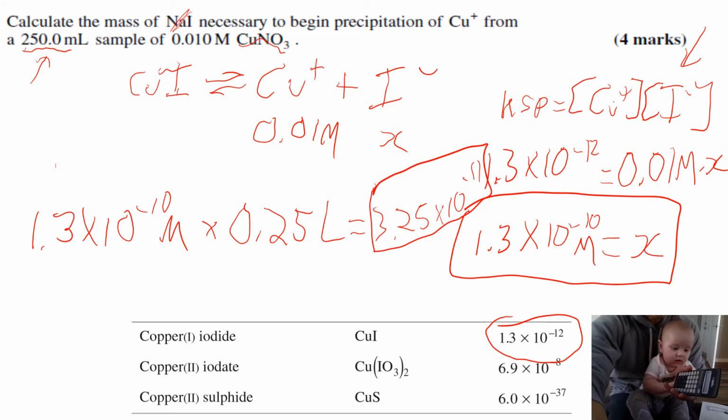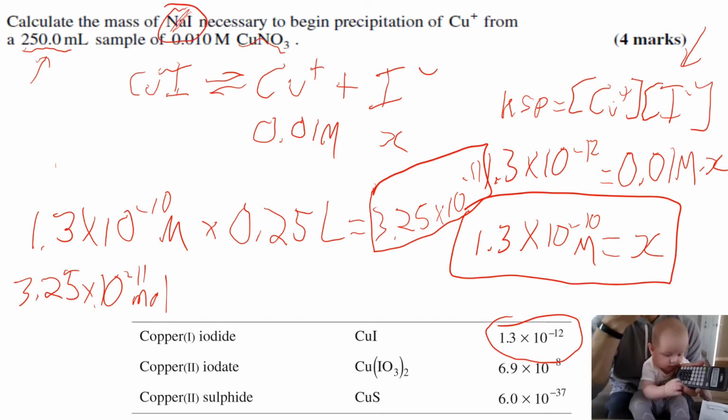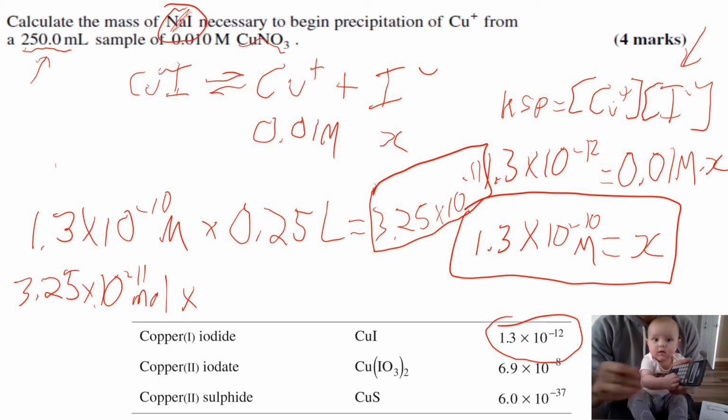Okay, so I have 3.25, yeah, use the calculator some more if you need to. 3.25 times 10 to the minus 11 moles of NaI. Now I need to convert that into grams. So times by our molar mass of NaI.